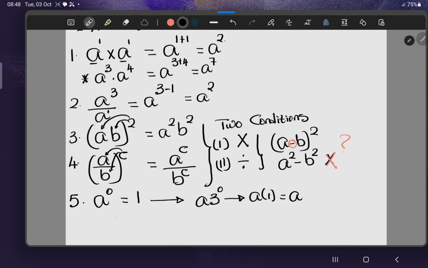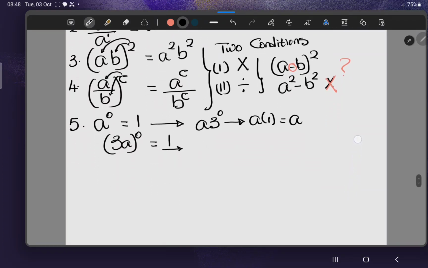But then now if you have 3a to the power of 0, it means that this 0 is for both. So what we're going to do, because of that bracket, everything is to the power of 0. Then we write 1. Then you are done. So that is a very, very interesting law. You need to always remember that law.